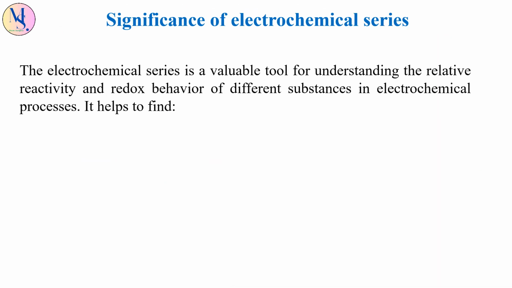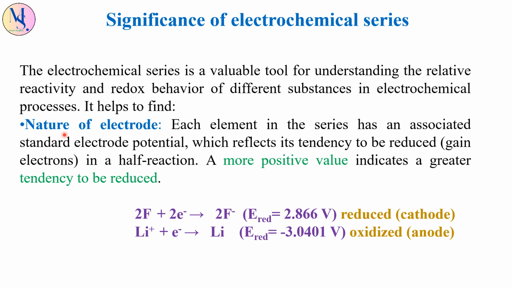Let's discuss the significance of electrochemical series. Electrochemical series is a very valuable tool for understanding the relative reactivity and redox behavior of different substances in electrochemical processes. It helps to understand the nature of electrode because we know each element given in the series has a particular standard electrode potential which reflects its tendency to be reduced in a half reaction. The more positive value for an element indicates a greater tendency for it to be reduced.